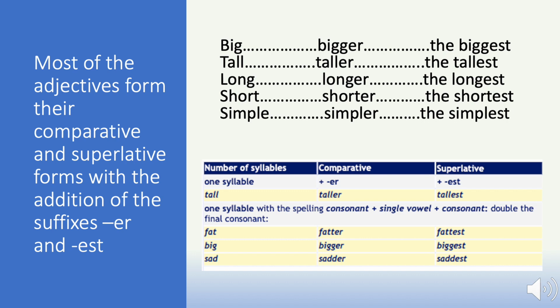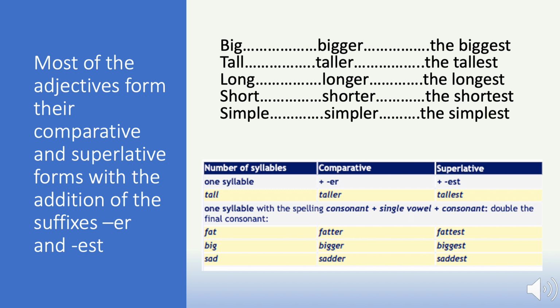doubling of the last consonant plus est. And the superlative form always takes the article the, the definite article the. So tall becomes taller and tallest, long, longer, longest, short, shorter, shortest, simple, simpler, simplest. You would notice that each one of these examples has one syllable only.